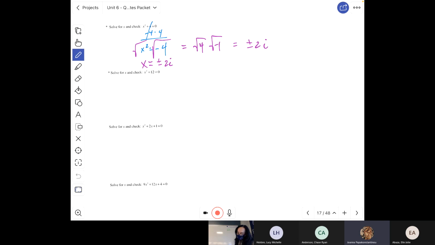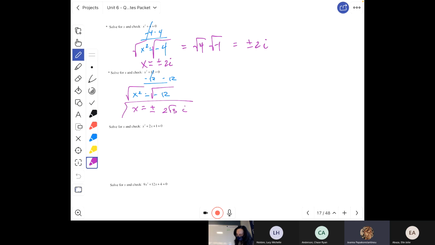All right, let's not stop there. Let's do another one. What do I do in the next one first? Subtract. Okay. So that gives me x squared equals negative 12, then. Square root. Okay, so x equals what? Excellent. And again, these are quadratic equations, degree 2, so we expect 2 values of x.